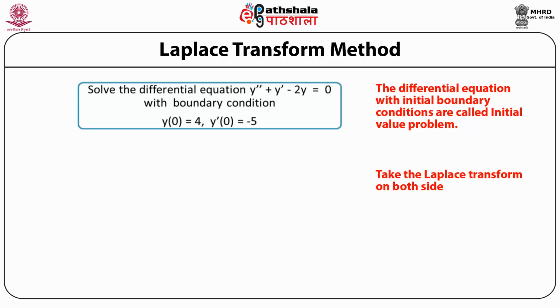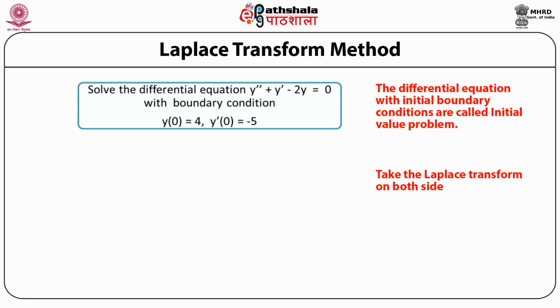Then L of y dash, the second term, can be written as s times capital Y of s minus small y of 0, that is function of 0, or time t is equal to 0, minus the third term. The third term is Laplace of 2y. 2y Laplace is equal to 2, taken out as it is a constant, into capital Y of s. Then Laplace of 0 is 0.